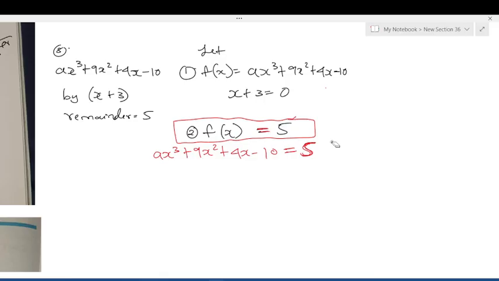So whenever they have given the remainder, it's a remainder theorem concept. Simple questions. In the next exercise, they'll give you the word factor. That is factor theorem.